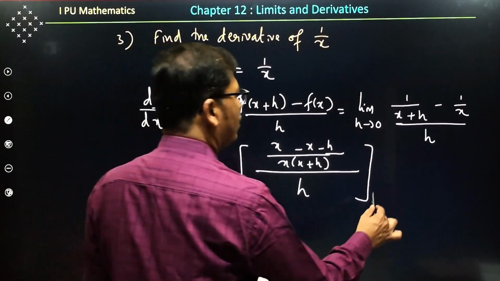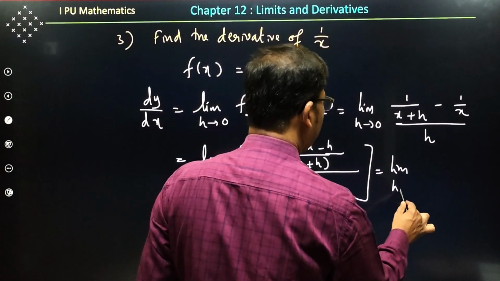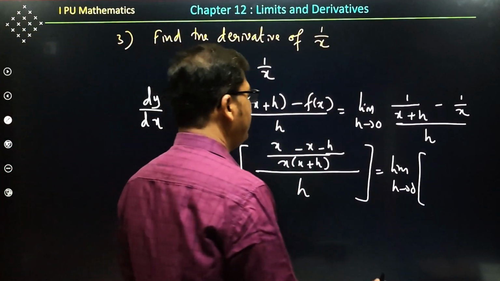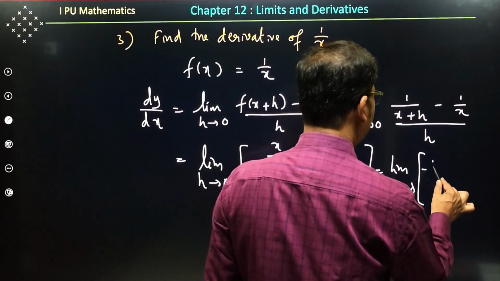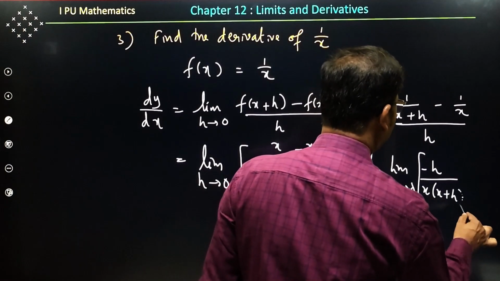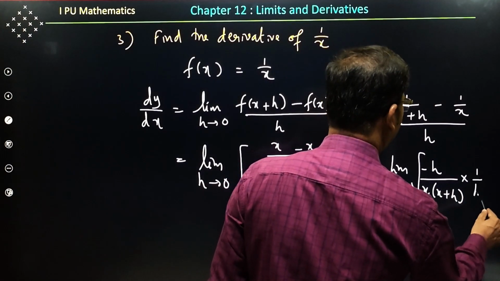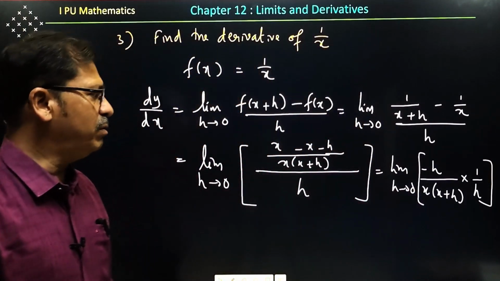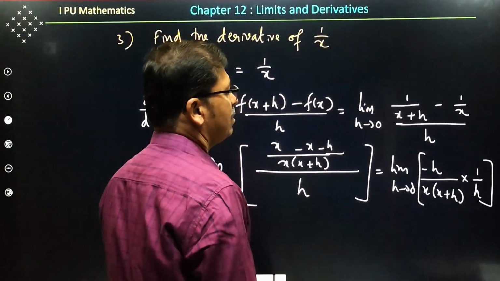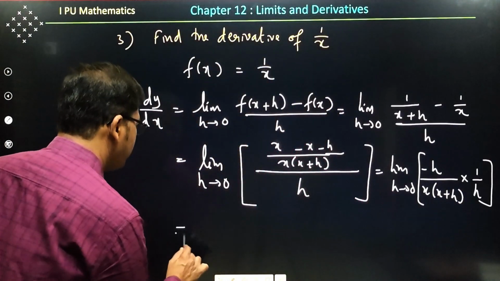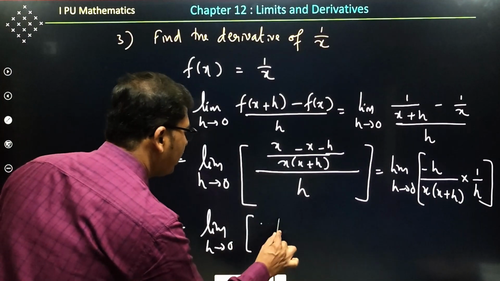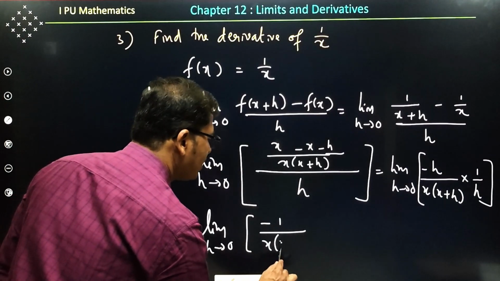This is equal to limit h tends to 0. Concentrate here carefully. x and x cancels, minus h remains. Minus h divided by x into bracket x plus h, and then into 1 by h, right? The whole divided by h, write it like this, 1 upon h. So as a result, what happens? This h and h cancels. This is equal to limit h tends to 0. h cancels, in the numerator minus 1 remains divided by x into bracket x plus h.